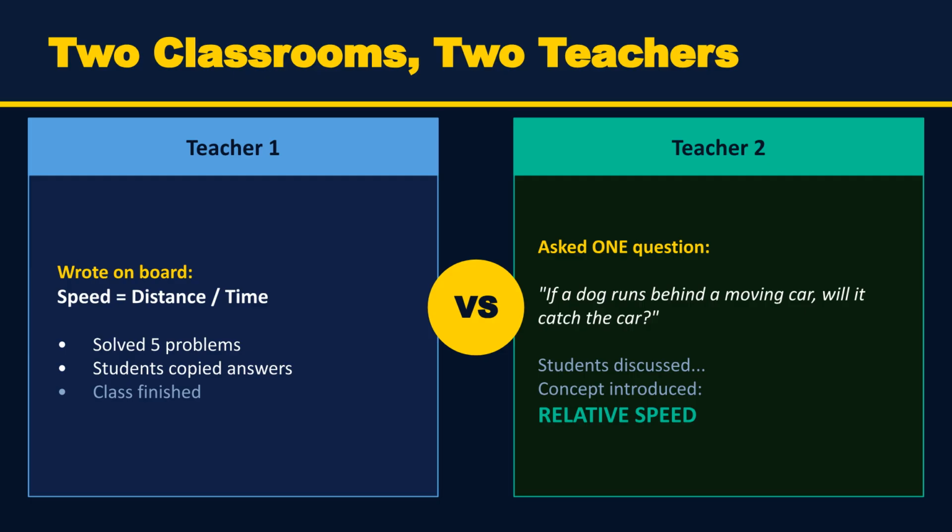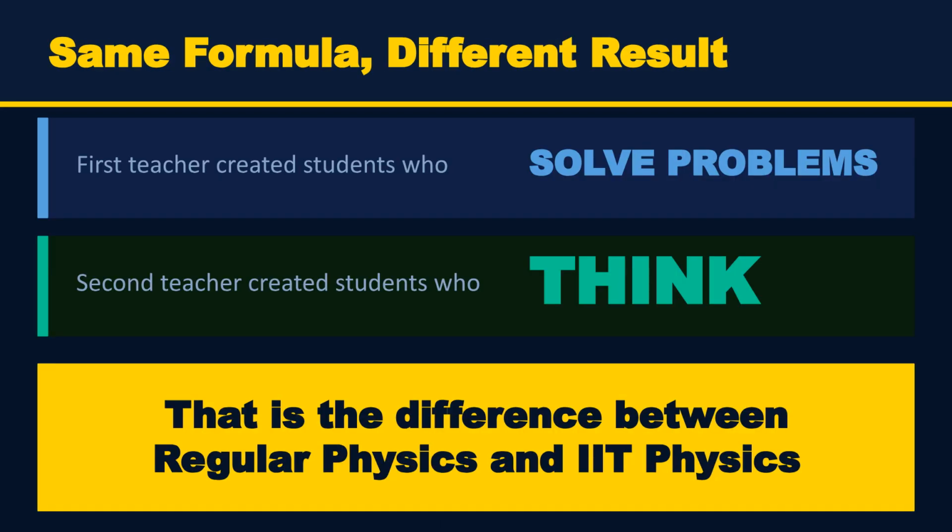Consider two teachers. Teacher 1 writes a formula, solves 5 problems, and the students copy. Teacher 2 asks a question, leading students to discuss the concept of relative speed, introducing it organically. The first teacher creates students who can solve problems, while the second creates students who can think. This difference distinguishes regular physics from IIT physics.